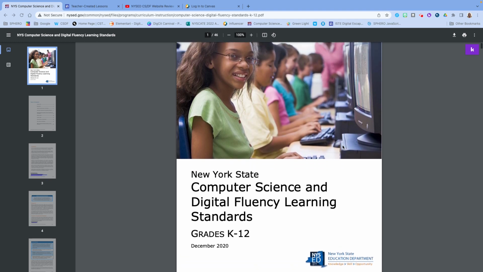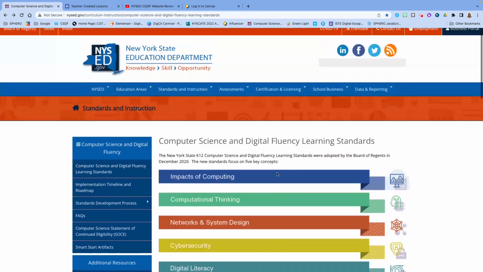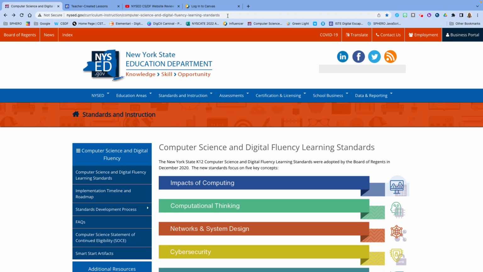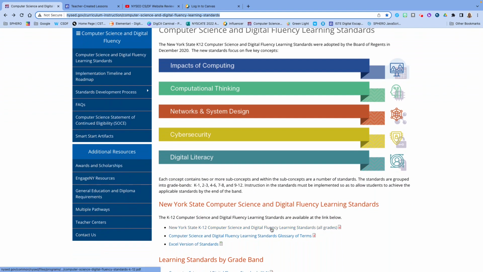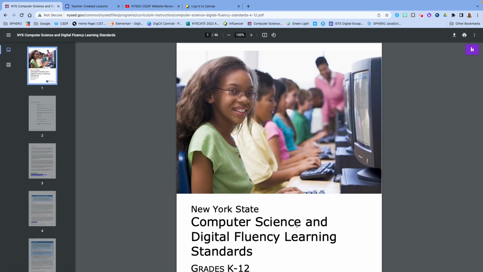So I'm on the PDF that was listed on the State Ed web page, and I'm just going to show you that navigation quickly. If you look up in the Omni box at the top here, I'm on NYSED.gov/curriculum instruction/computer science and digital fluency learning standards. And then I clicked on the very first link on the web page, the New York State K-12 Computer Science and Digital Fluency Learning Standards, all grades. It's going to take me out to a really good PDF that's going to help me as I'm going through to look at them.